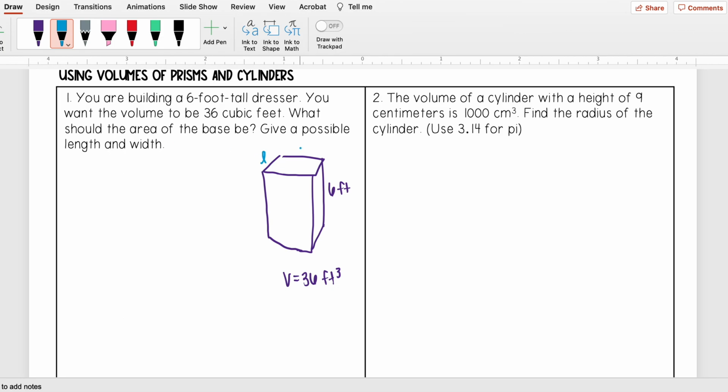So say this is length, this is width. I want to know what B should be. Well, I know that volume is equal to the area of the base times the height. I'm told my volume is 36, so I'm going to replace V with 36. I'm also told that the height is 6 feet, so I have 6B over here. And now when I divide both sides by 6, I get that B should be 6 feet squared. So the area of the base needs to be 6 feet squared.